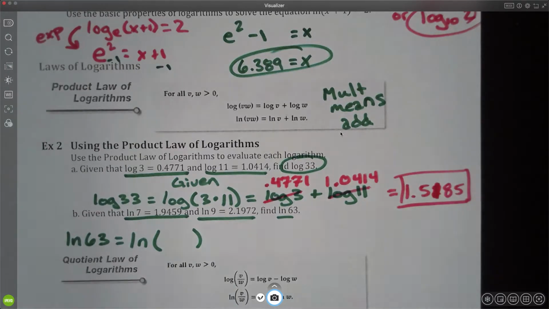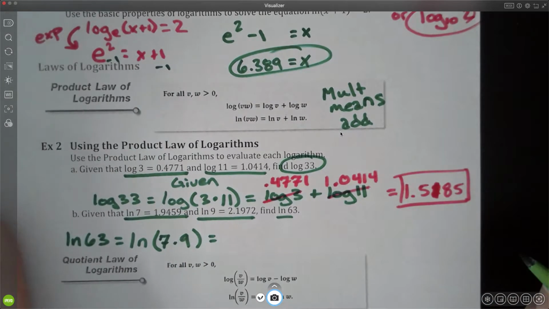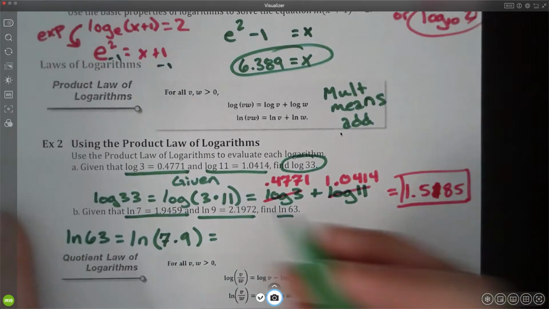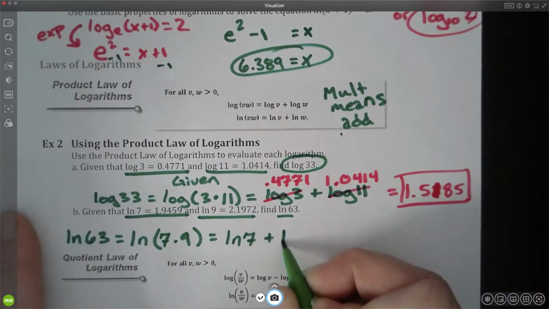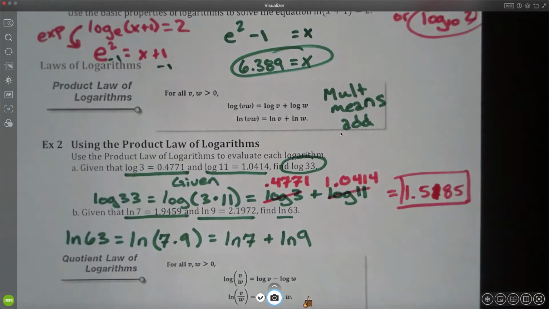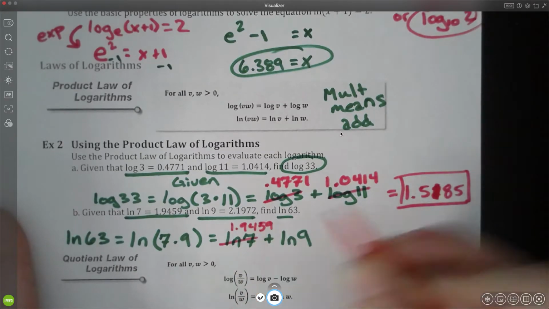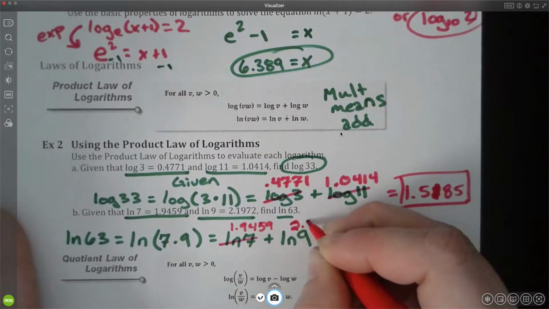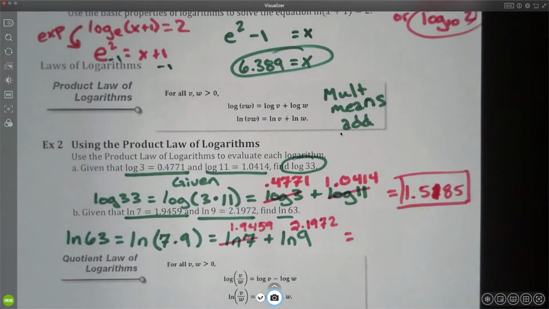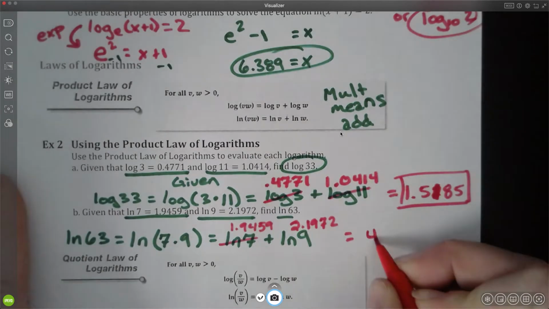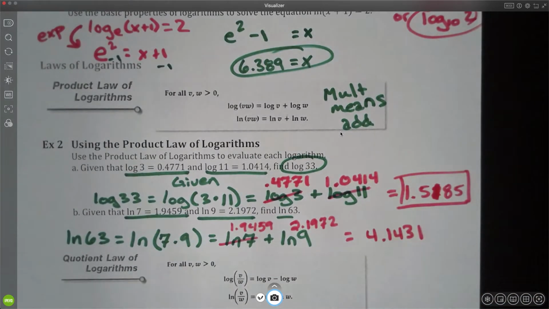7 times 9. Okay? And then that can be written as ln7 plus ln9. Okay? So I'm just going to plug my numbers in, and you're going to add now. Multiply means add. Some of you can do this in your head after you think about what the steps mean. 3, 4, 1, 4, 3, 1. There you go. That's it. Okay? We are on a roll.